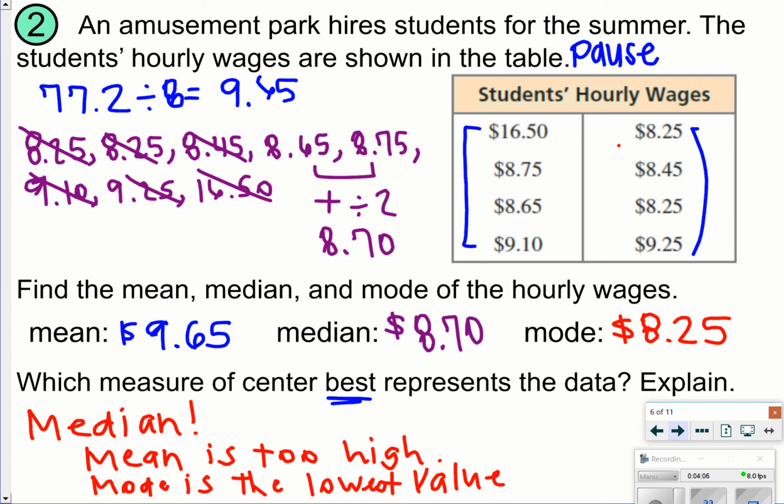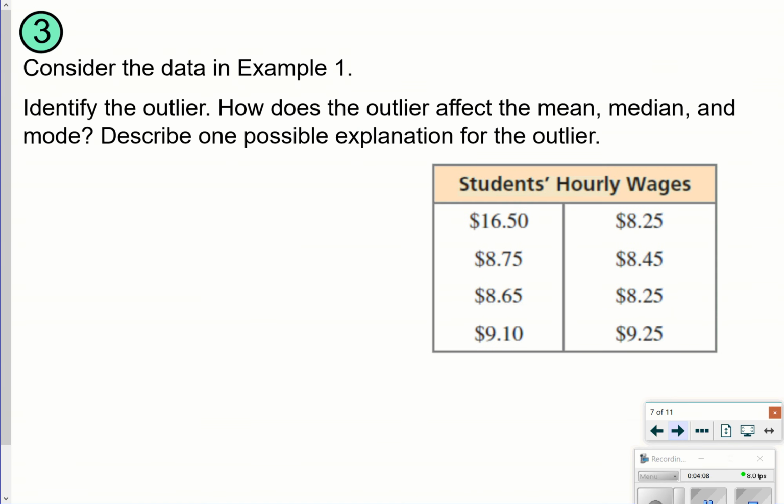The next thing we're going to look at is still from the data in example 1, so I still just copied and pasted this data set, and it says identify the outlier. An outlier just would represent more than 1.5 times the amount of the mean of the data. Sorry, the average of the data, or the median of the data. How does this outlier affect the mean, median, and mode? And describe one possible explanation for that outlier.